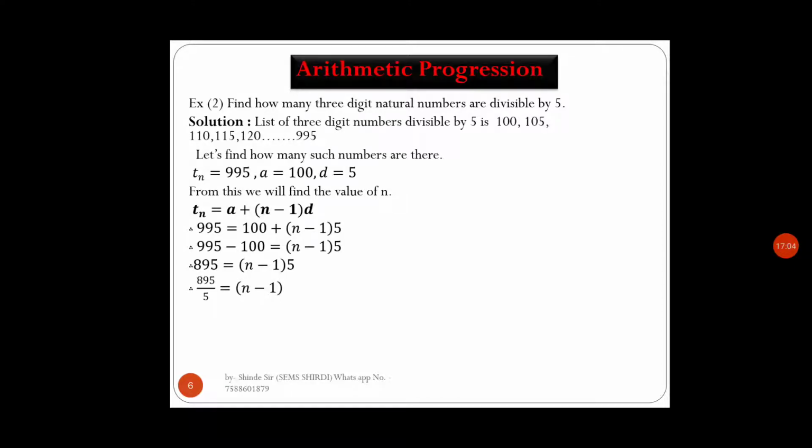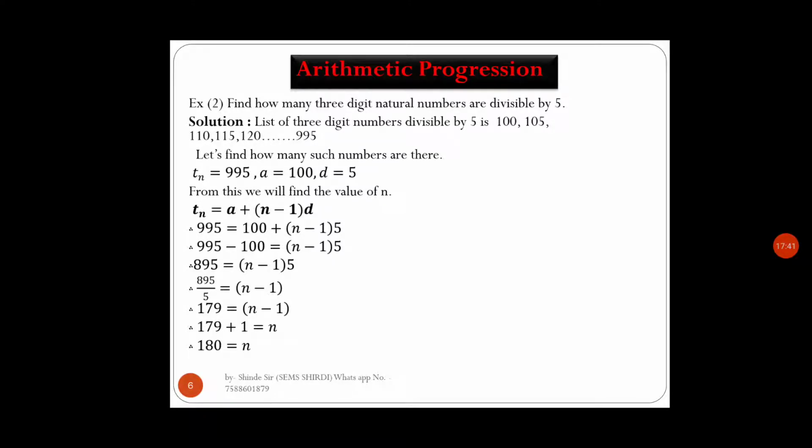Therefore 895 divided by 5. 5 ones are 5, then the remainder is 3, then 39, then 5 sevens are 35, and 5 nines are 45. Here we get 895 divided by 5 is equal to 179, which is equal to n minus 1. Then we take minus 1 to the left side, it becomes plus. Now 179 plus 1 is equal to n, therefore n is equal to 180.